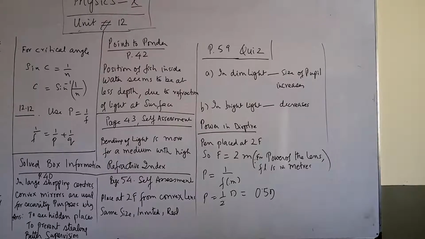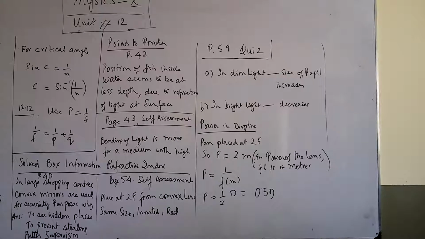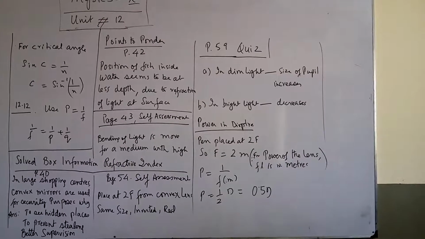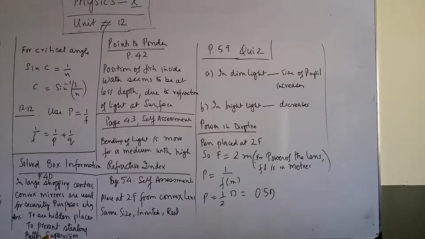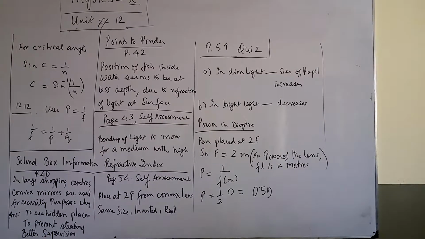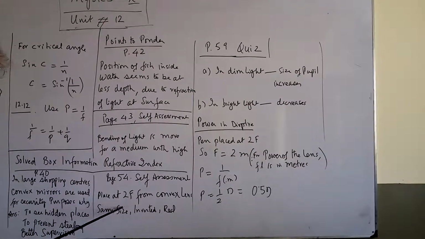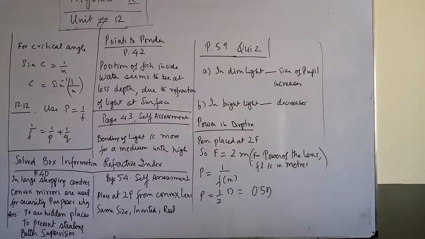Now we go on to page number 54. There is another self-assessment on page 54, which says: a pen is placed in front of a convex lens. At what position in front of a convex lens should the pen be placed so that the image obtained is of the same size as the pen? What will be the power of the lens in diopters? So page 54: place it at 2f, twice the focal length from the convex lens, and you will get an image of the same size, inverted and real.